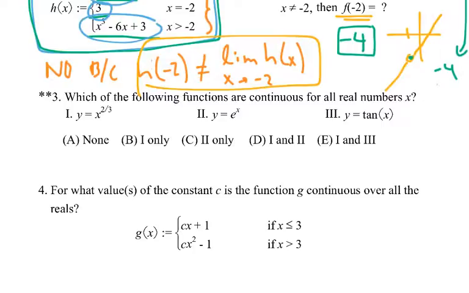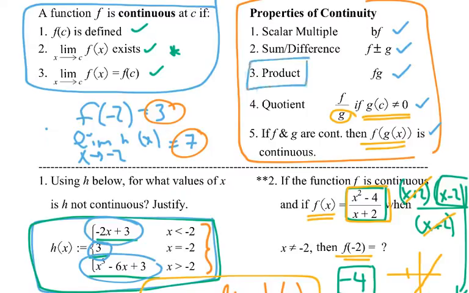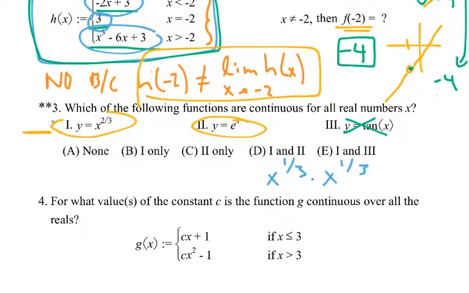Number 3, which of the following functions are continuous for all real numbers? Well, this one is continuous. The tangent is not continuous. And x to the 2/3, this one is continuous as well. One way that you can think of that is x to the 1/3 is continuous. And x to the 2/3 is just x to the 1/3 times x to the 1/3. So by the product continuity rule, since these are both continuous functions, the result is a continuous function. And so 1 and 2 are continuous. So the answer is D.